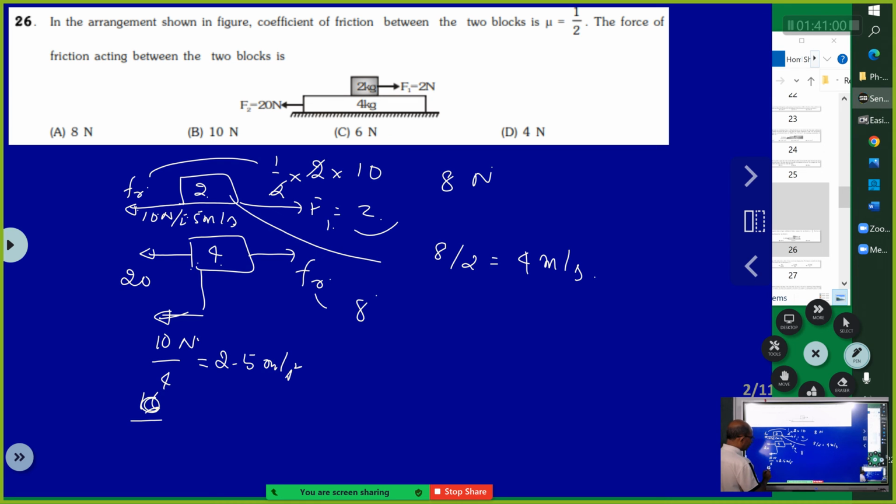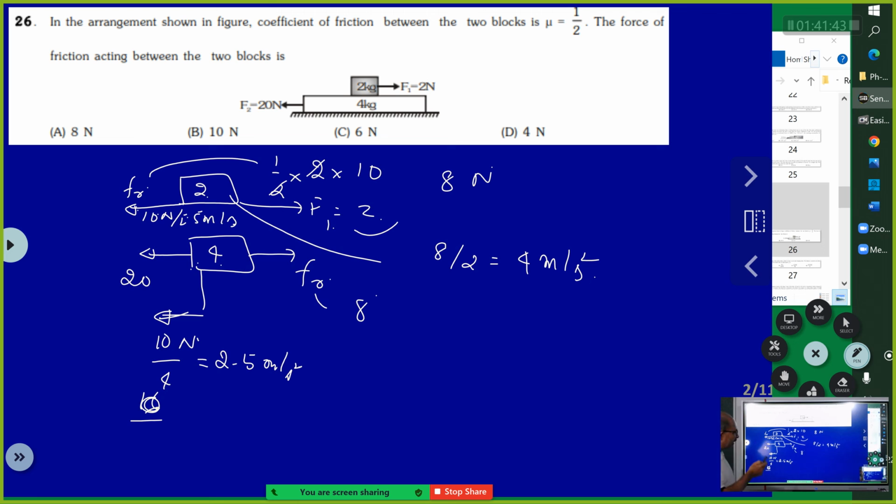Sorry, the frictional force is 10 on this. 8 newton is the net force on the top block, so 8 by 2 is 4 meters per second square, the acceleration of the top one. And here the frictional force is still 10 newtons. So 20 minus 10 is 10, and 10 by 4 is 2.5 meters per second square. So there is going to be relative motion between the two, right?